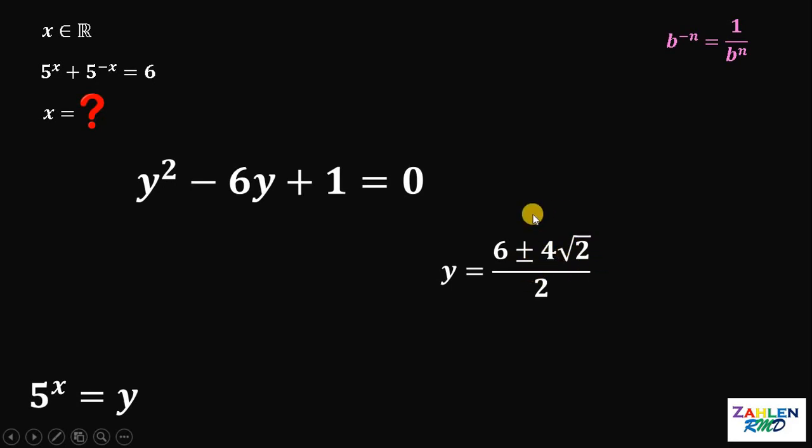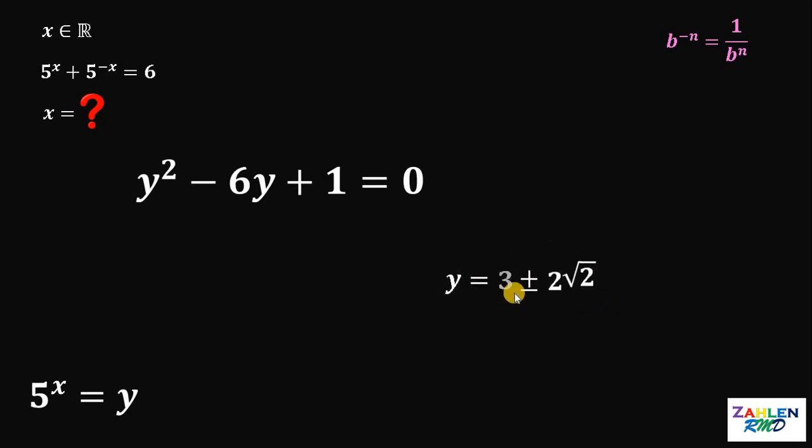Now let's use the concept of similar fraction. So the right hand side of our equation can be written as 6 over 2 plus or minus 4 times square root of 2 all over 2. Now simplify, 6 over 2 will give us 3, and 4 divided by 2 will give us 2. So we have 3 plus or minus 2 square root of 2.